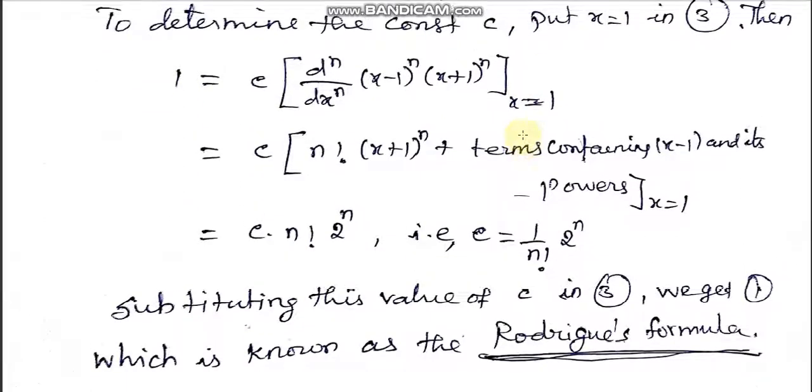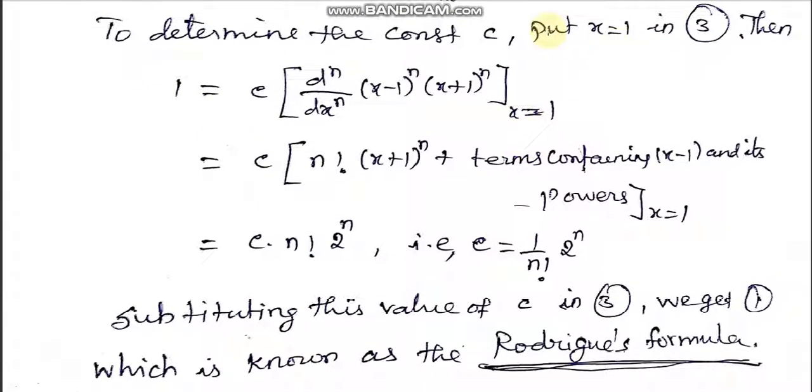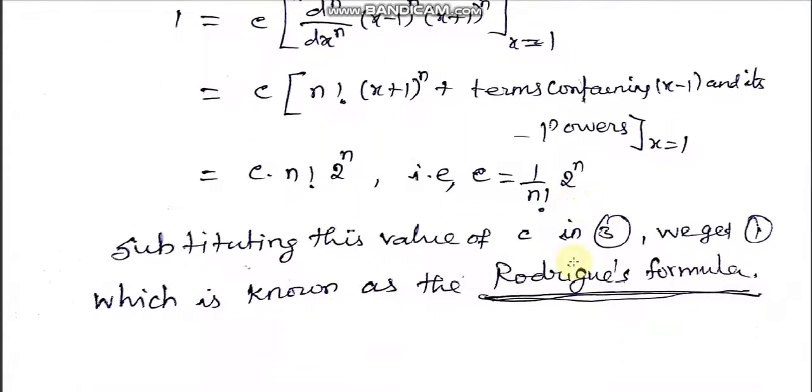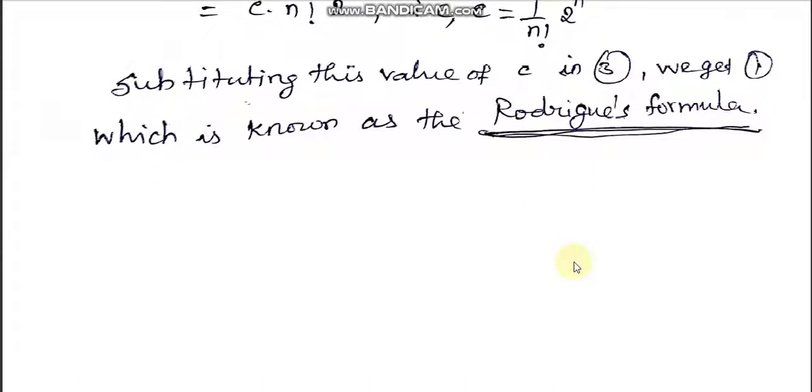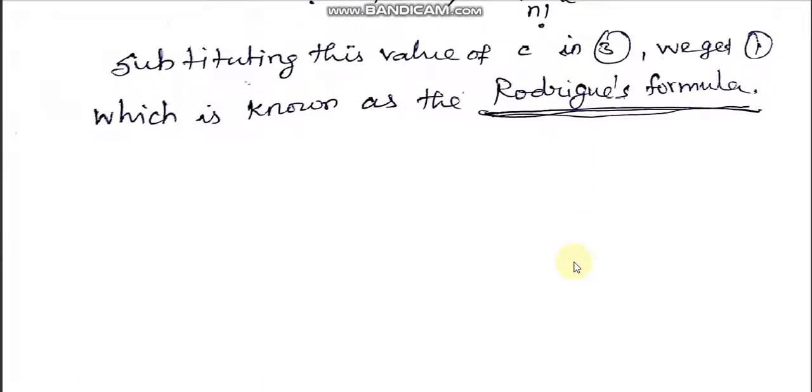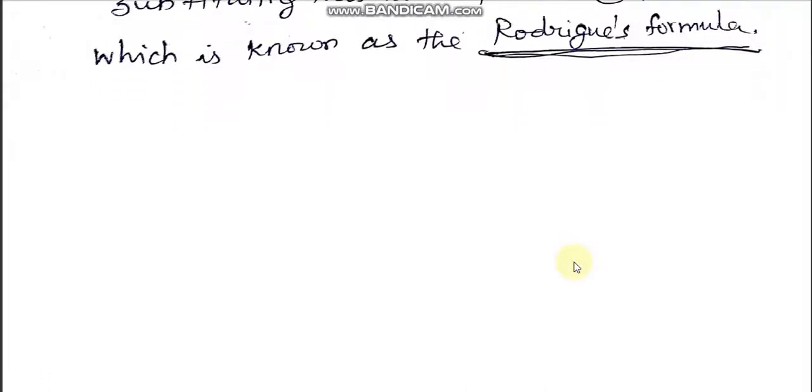Now determine the constant c by putting x equal to 1 in equation 3. We find the c value as 1 by n factorial into 2 power n. Substituting this value of c in equation 3, we get equation 1. That is called Rodrigues' formula.